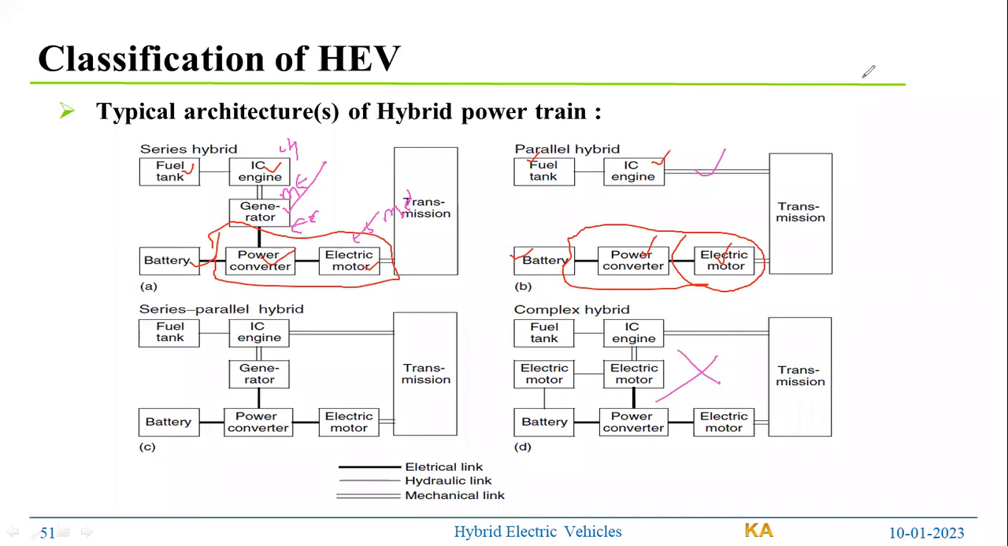So we'll discuss in detail what each component is and what the possible modes of operation are in the upcoming slides. You can see here the dark lines indicate the electrical power, the single line indicates the hydraulic, and the double line indicates the mechanical lines.